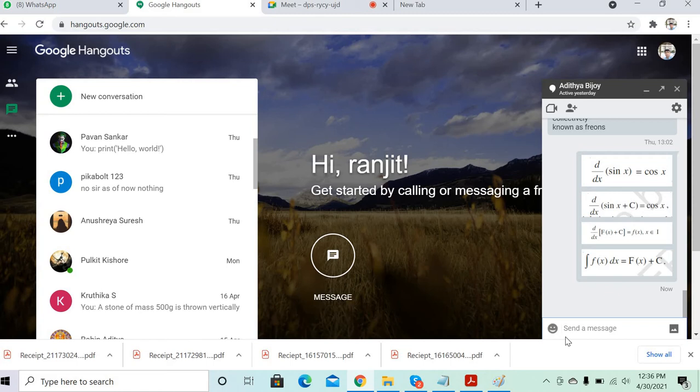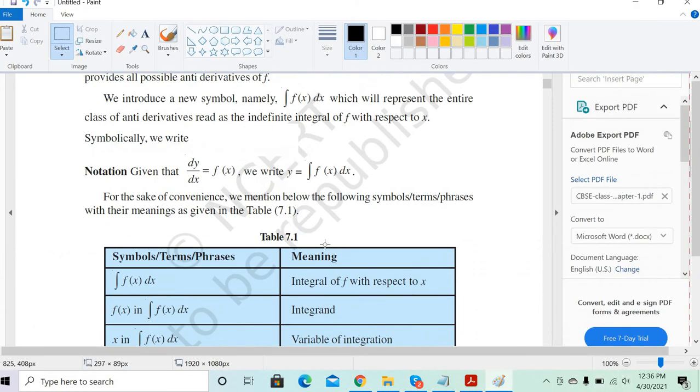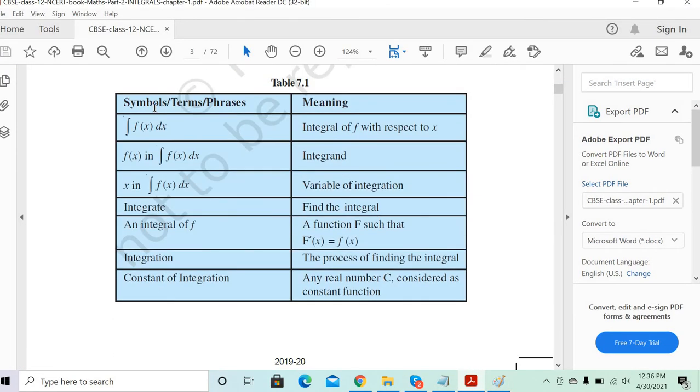Got it. Integration of this one will be given as f of x plus c. Now c is a constant of integration. So what is basically meant here? The symbol is called the integral symbol, the longer S form. It is the integral of f with respect to x, and f of x dx is basically the integrand.